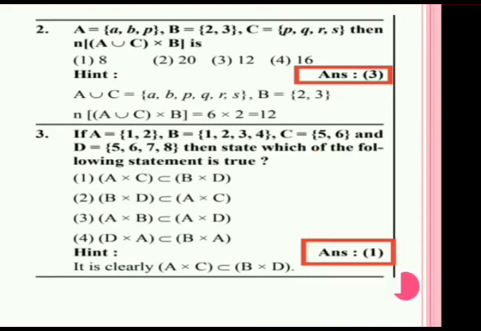Set B has how many elements? 2 elements. So n of B is 2. By finding the product of 6 into 2, which is equal to 12, which is the value for n of (A union C) cross B, option 3.